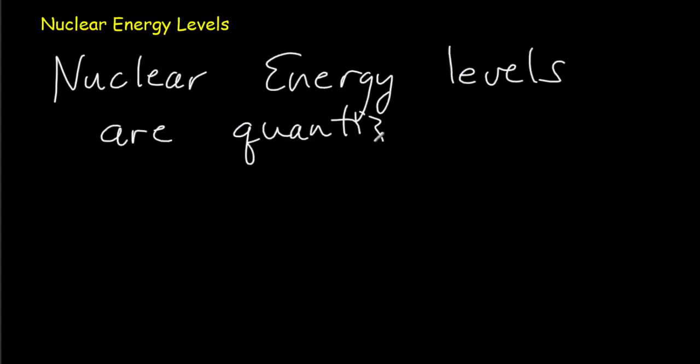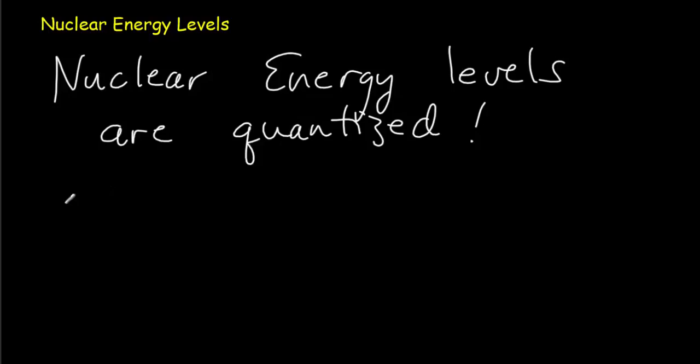Now, if you understand atomic energy levels, then nuclear energy levels are going to be a cinch because you do them exactly the same way. And that's because nuclear energy levels are quantized the same way that atomic energy levels are. So in the same way that an atom can get excited, a nucleus can get excited. But there are only discrete energy levels where it will get excited to. And it's going to work exactly the same way.